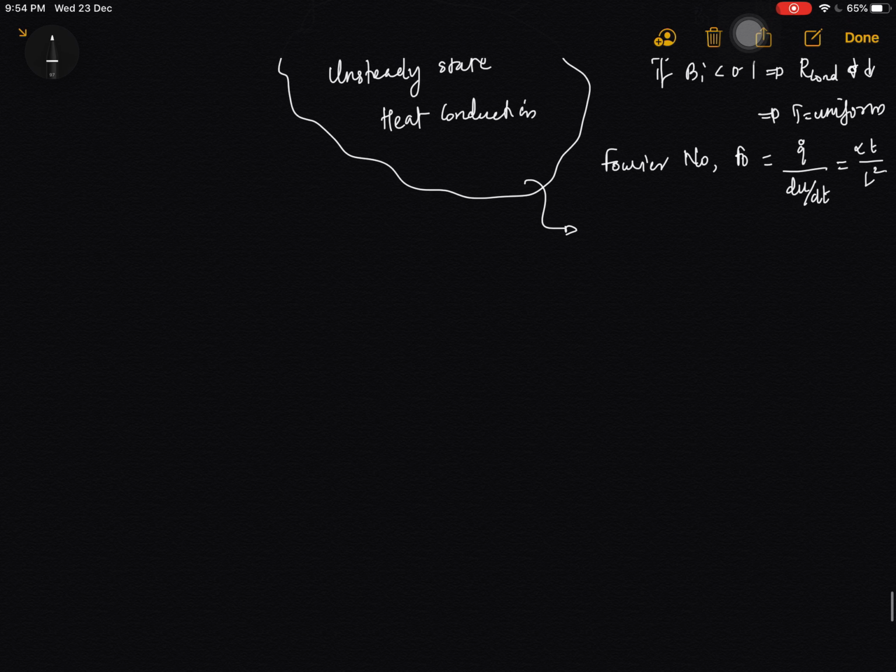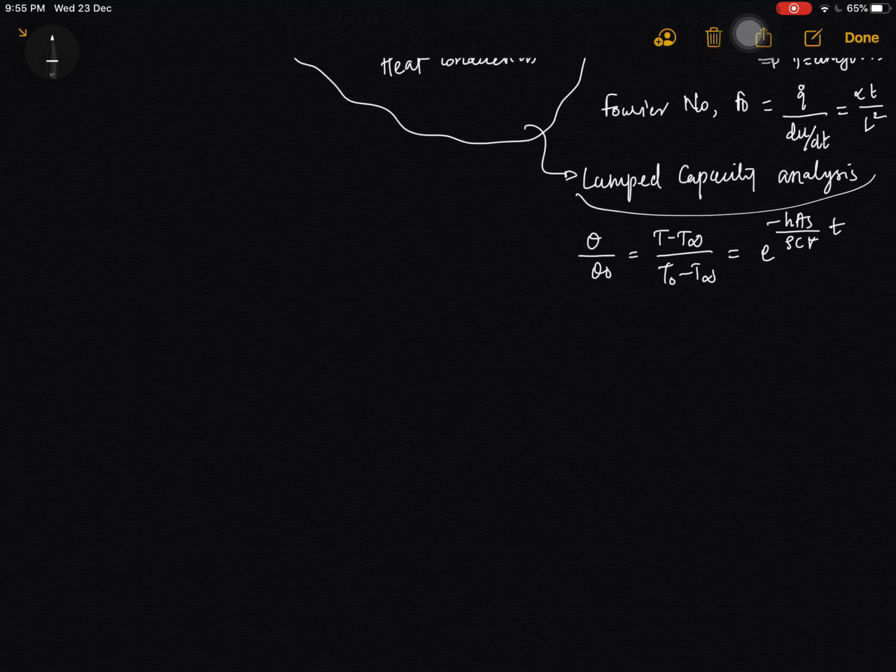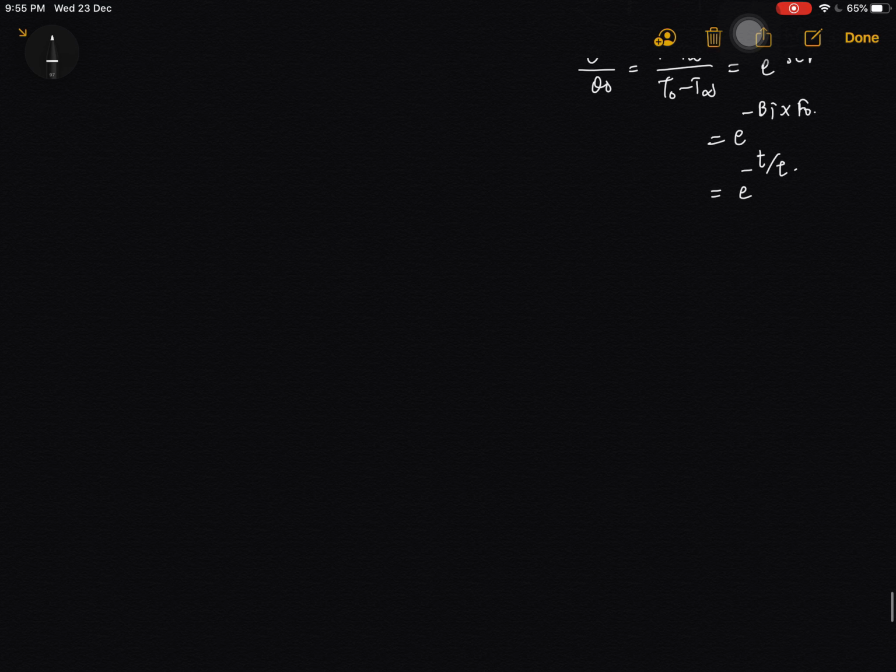Okay, and then we have the lumped capacity analysis equation, and it is given by theta by theta 0 is equal to (T minus T infinity) by (T0 minus T infinity) is equal to e raised to minus hAs by rho cV into t. This particular equation has different forms, and it can also be written as e raised to minus Biot number into Fourier number, and also as e raised to minus t by tau.